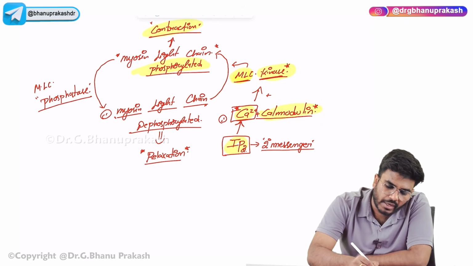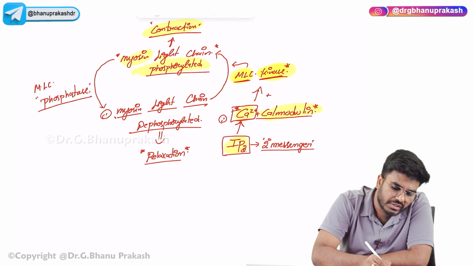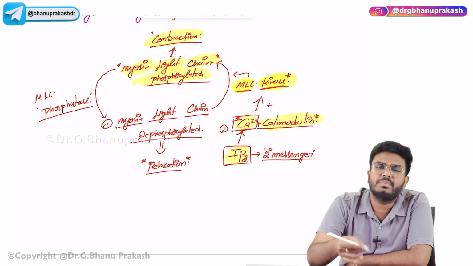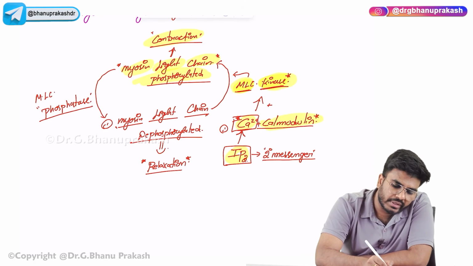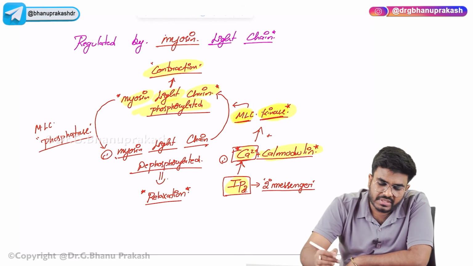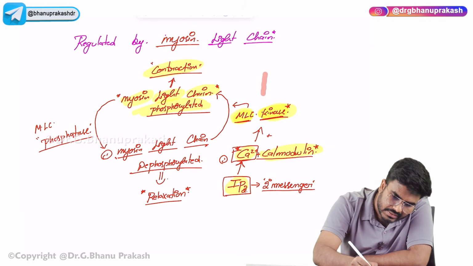So, this calcium calmodulin complex activates myosin light chain kinases. They will do phosphorylation of myosin light chain, so that helps in the contraction. Okay. Next, what else I want you to know is which secondary messenger inhibits this myosin light chain kinase?